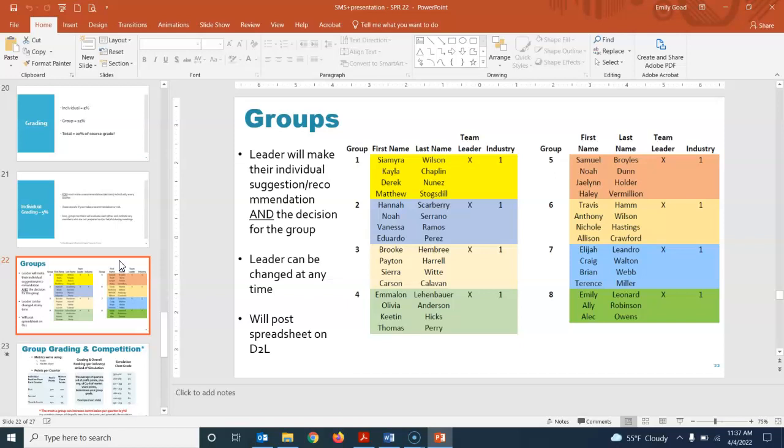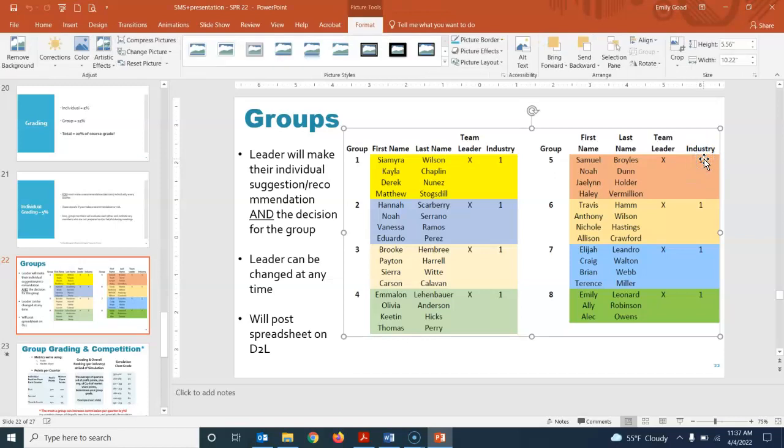So these are the groups. I just took the first person on the list in your group and made them the team leader. We're running 2 industries. I know this says industry 1, but that's actually incorrect. I'll fix this on the sheet, but 5, 6, 7, and 8 are actually in industry 2. The leader, again, will make your individual suggestion, decision, or recommendation, and the decision for the group.